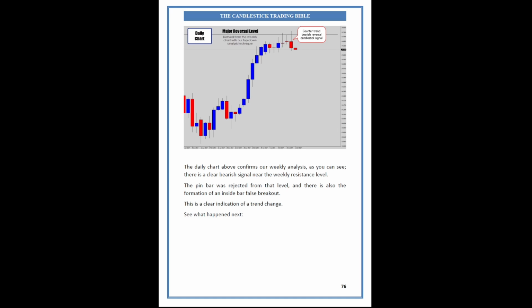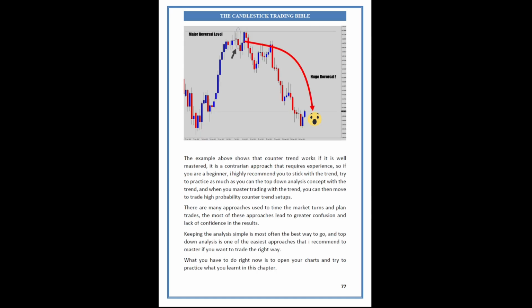Look at the examples below, and they show that the daily chart above confirms our weekly analysis. As you can see, there is a clear bearish signal near the weekly resistance level. The pin bar is rejected from that level, and there is also formation of an inside bar false breakout. This is a clear indication of a trend change. And let's see what happens next. So the example above shows that the counter trend works if it is well mastered, well timed, and if you have experience. It is a contrarian approach that requires experience.